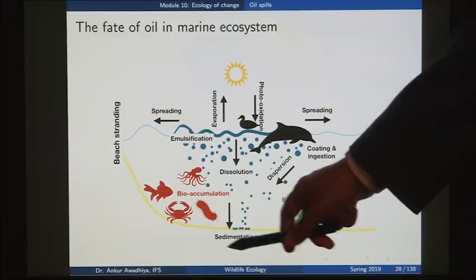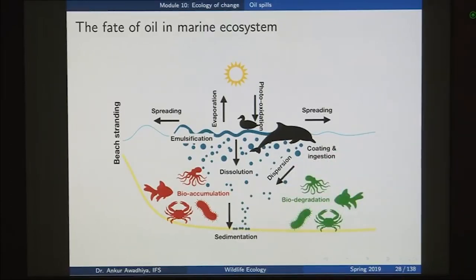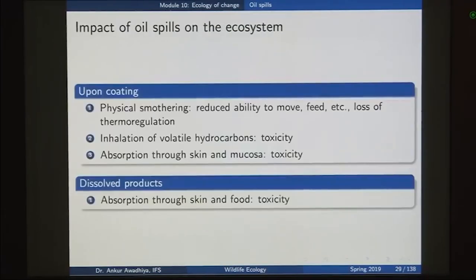And the last process is that of sedimentation, in which the heavier portions of the released hydrocarbons are able to sink to the bottom of the sea floor. Now, all of these processes are going to have some impact on the communities or on the ecosystems. Now, these are the impacts that we might observe.